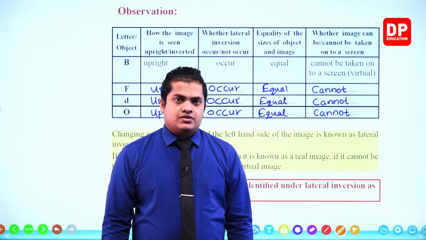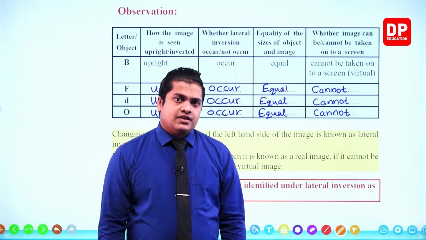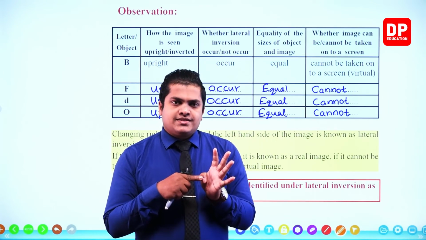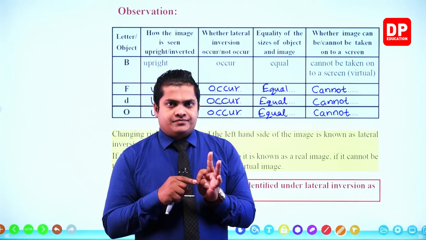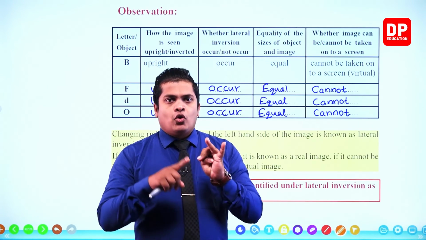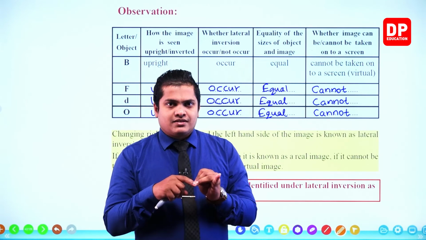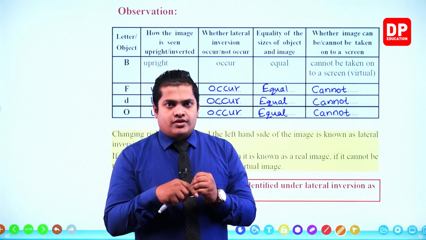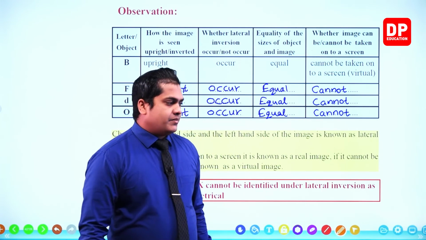So we have identified 5 different properties. What are those 5 different properties then? Number 1, object distance is equal to the image distance. All images are upright. All images are virtual. All images are equal in size to the object. All images are laterally inverted. Right? 5 properties.